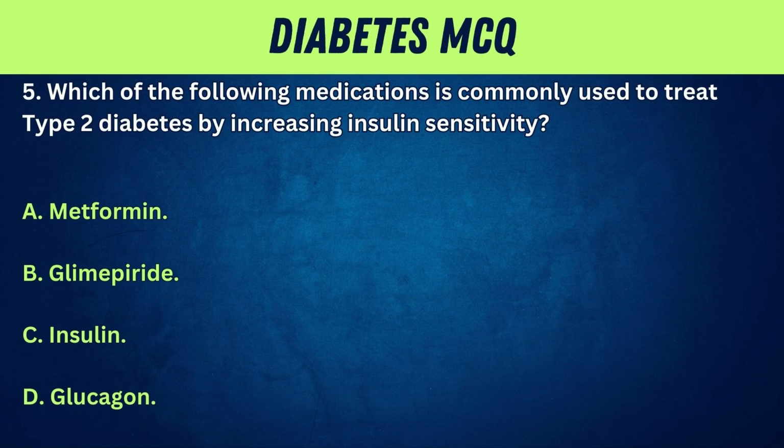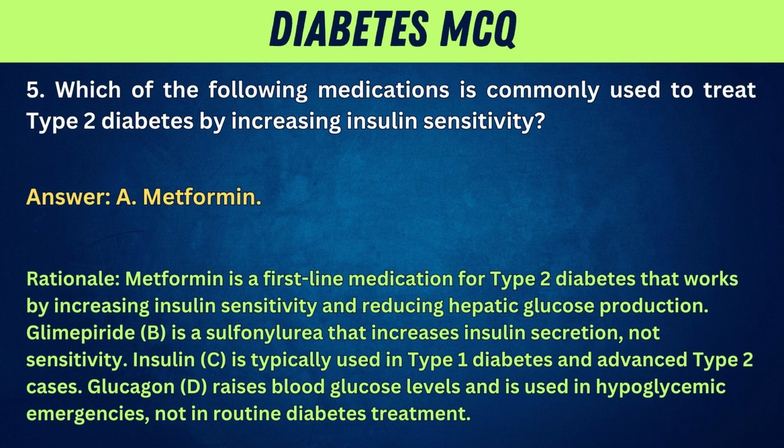5. Which of the following medications is commonly used to treat type 2 diabetes by increasing insulin sensitivity? A. Metformin. B. Glimepiride. C. Insulin. D. Glucagon. Answer. A. Metformin.